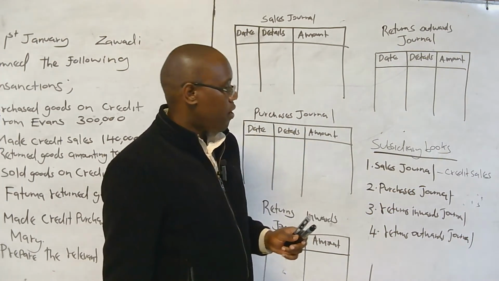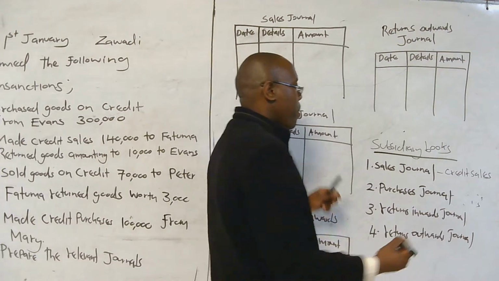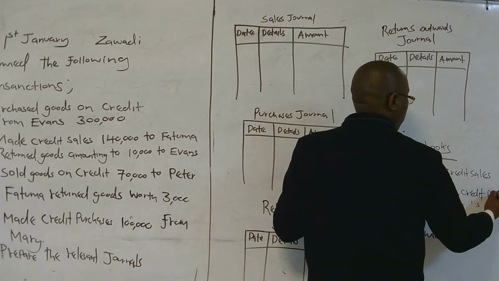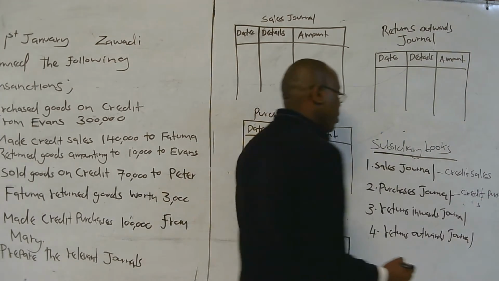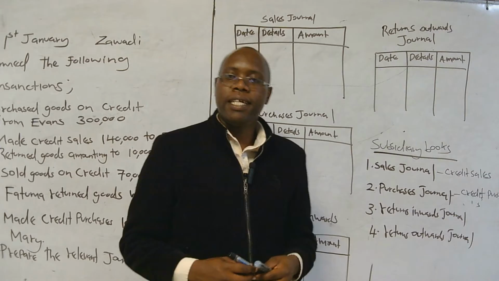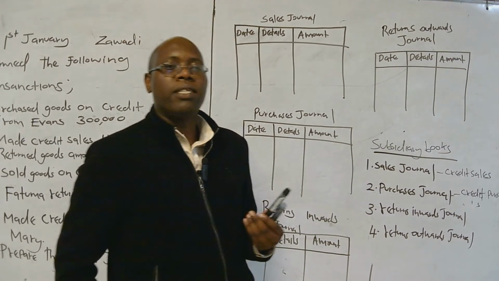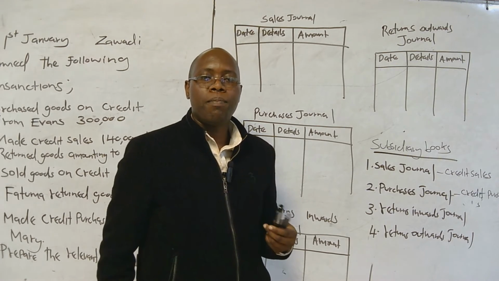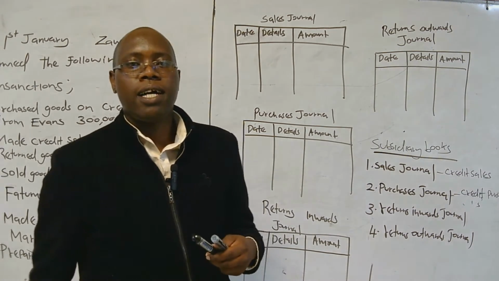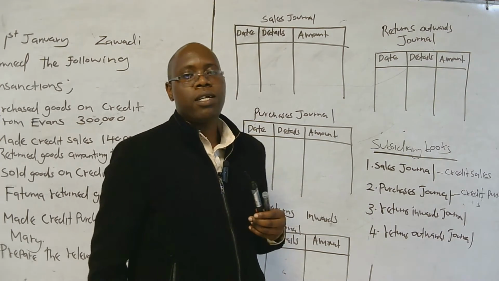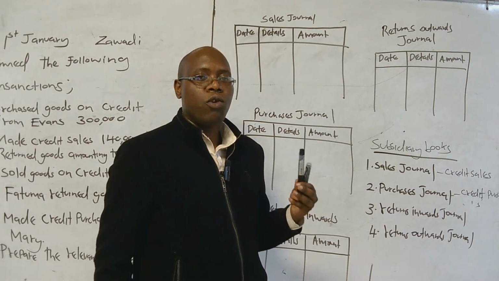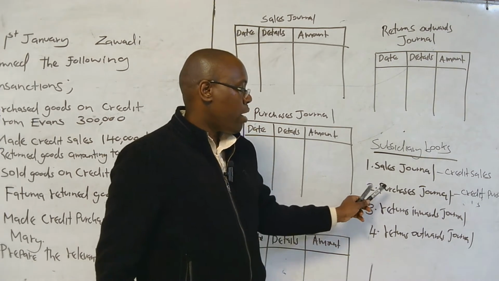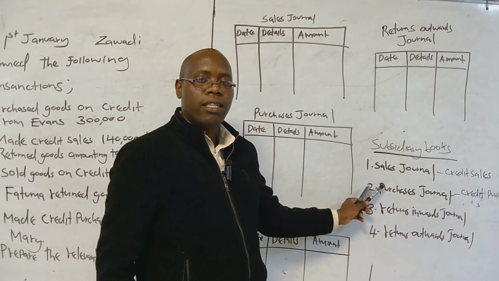When we talk about the purchases journal, this is where we record credit purchases, anything that you purchased on credit. Sometimes you go to your supplier and purchase some commodities and pay at a later date. Whenever you make such credit purchases, the amounts of commodities you buy are supposed to be recorded under the purchases journal.